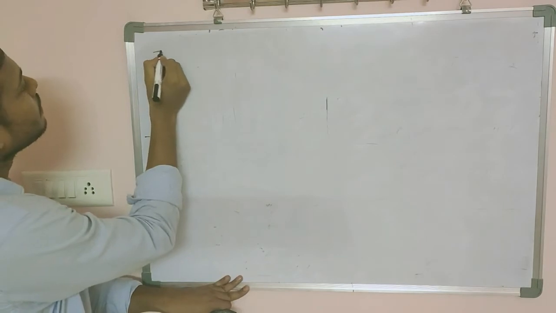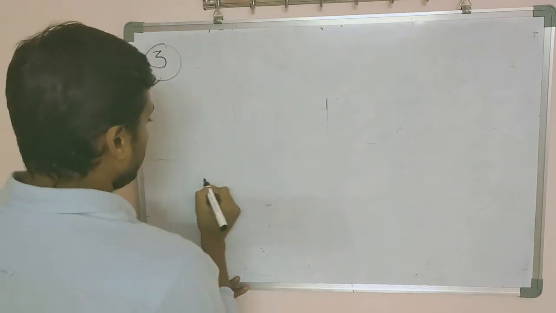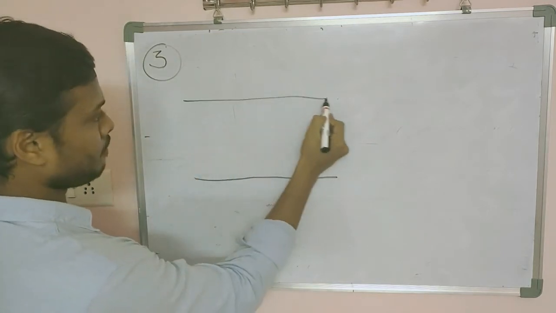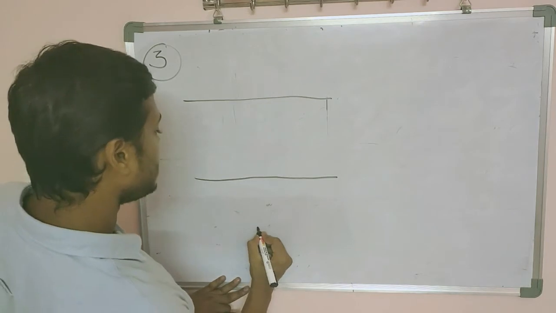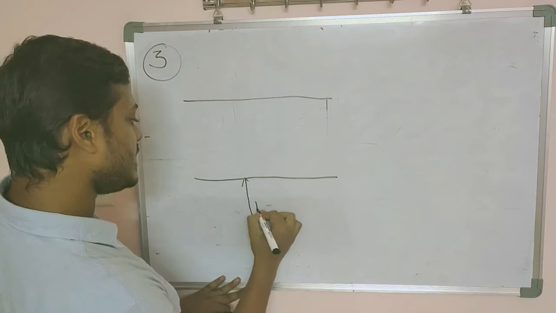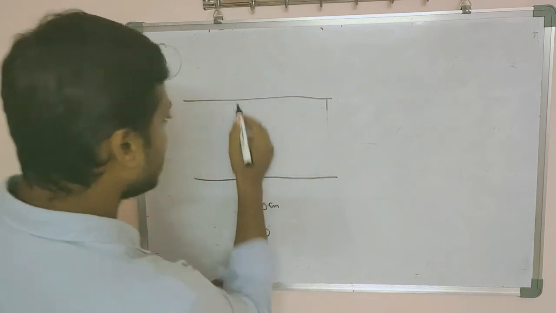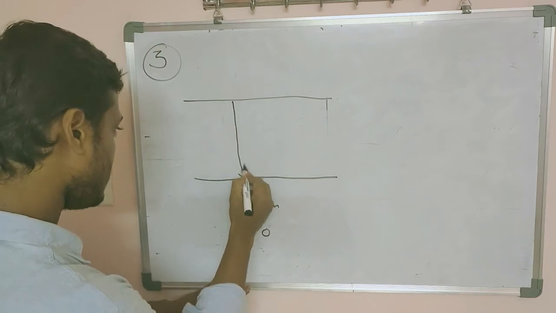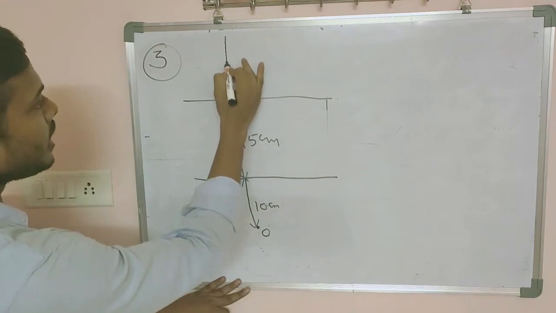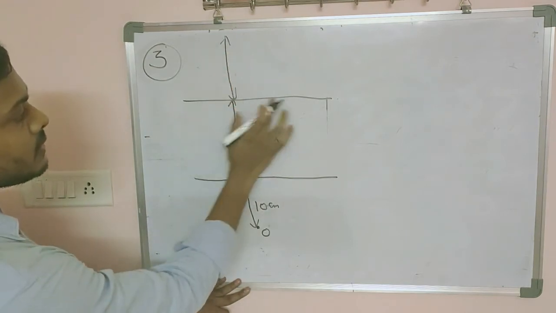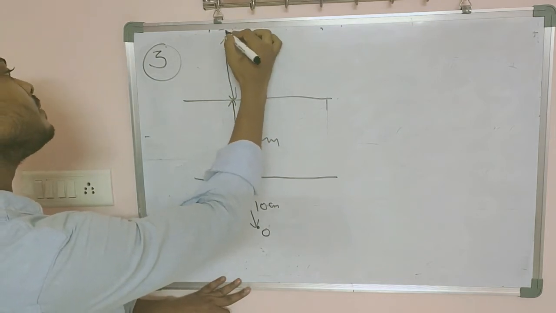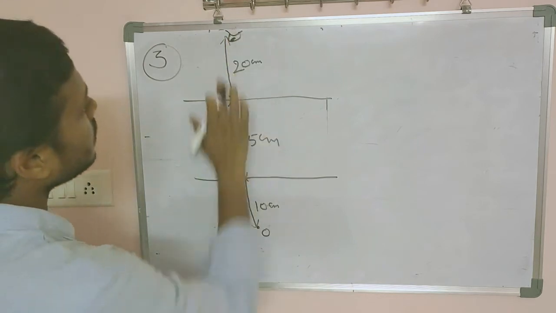Question number 3. Here there is a glass slab. Here there is an object. This is the object, which is 10 centimeters, and the thickness of the glass slab is 15 centimeters, and you are here 20 centimeters from this surface. Your eye is here, okay? You are seeing from here, this is eye.